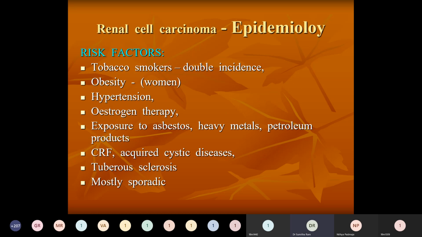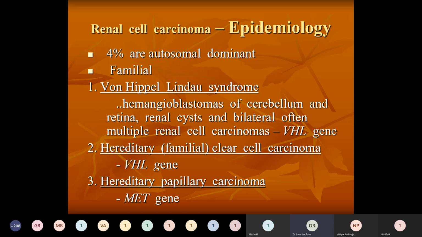Now, there are a number of risk factors for the development of renal cell carcinoma, a long list. The first one is tobacco smoking; in smokers the incidence of renal cell carcinoma doubles. Obesity, which is specific for women, and then hypertension, estrogen therapy, exposure to asbestos, heavy metals, and petroleum products, chronic renal failure, acquired cystic diseases, and tuberous sclerosis. Mostly these risk factors apply to sporadic cases.